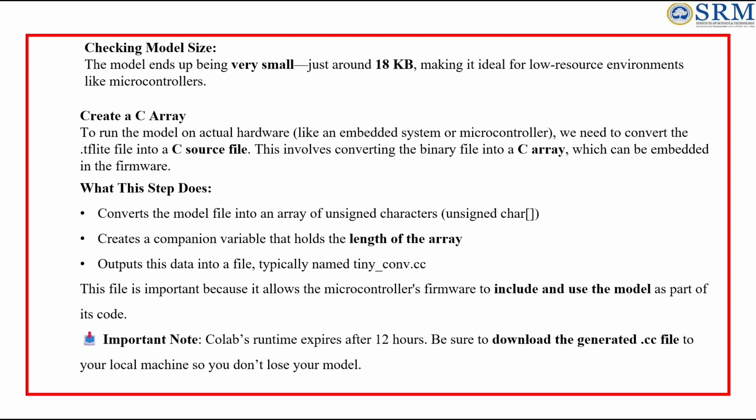Create the C array. It runs on actual hardware, like an embedded system or microcontroller. We need to convert the file into a C source file and convert the binary file into a C array, which is embedded in the system firmware. What's the step? It converts the model file into an array of unsigned characters. Next, the length of the array.